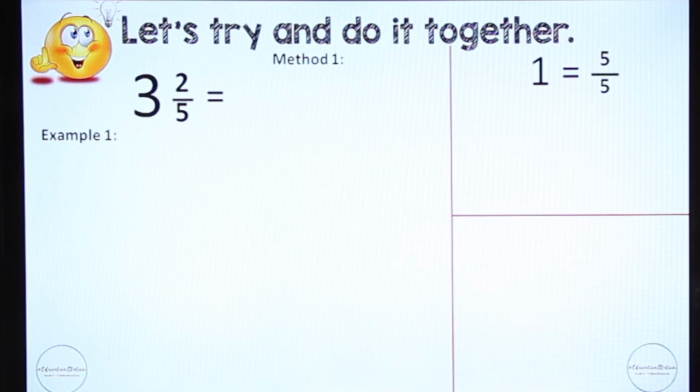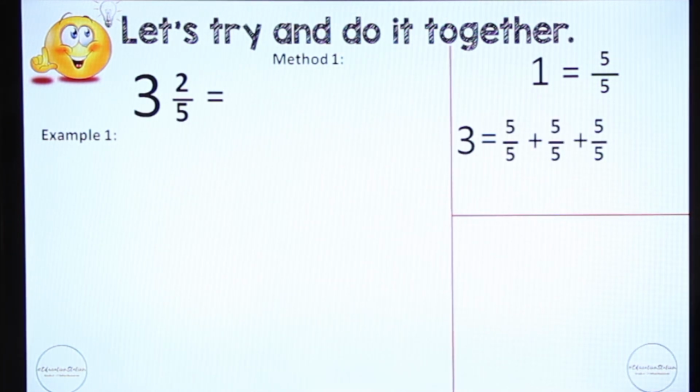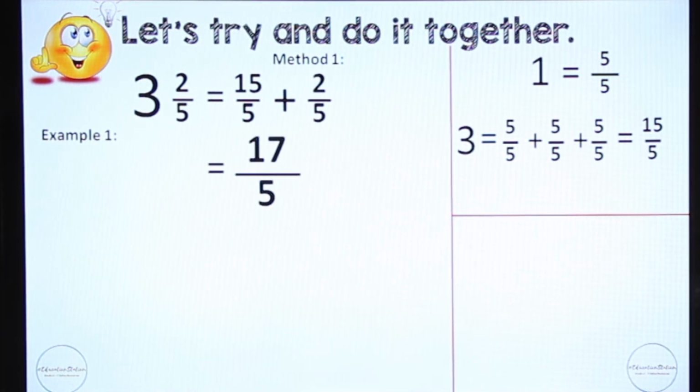So now I know it's going to be easy to convert 3, because that's the whole number I've got. I need to convert that into an improper fraction. So it will be 5 fifths plus 5 fifths plus 5 fifths. So 1 is 5 over 5, 3 times, and I'm left with 15 over 5. I'm going to take the 15 fifths that I've just converted and add the 2 fifths that I started out with, and that leaves me with 17 fifths.